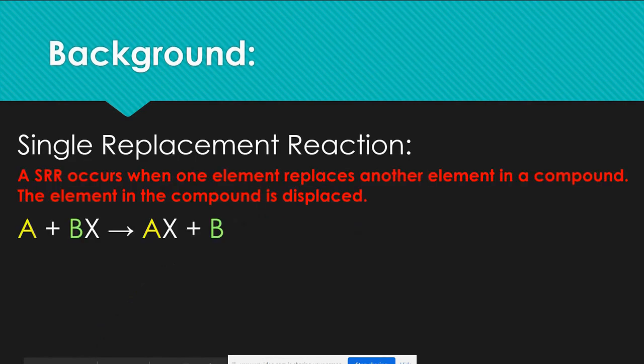First, go ahead and write down the definition of what a single replacement reaction is. And you can see it right here on the slide. Go ahead and put me on pause so you can take a second to write this down. But it states that a single replacement reaction occurs when one element replaces another element in a compound and the element in the compound is displaced. Or you can also say replaced. Let's go ahead and take a look at a real-life example.